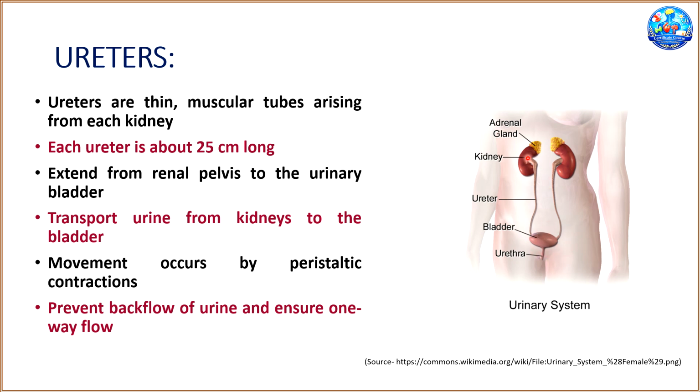They transport the urine from the kidney to the bladder, and the movement by which it is transported, we call it peristalsis. The peristaltic contraction pumps or sends the urine from the renal pelvis to the bladder. So this movement prevents the backward flow of urine, thereby ensuring unidirectional or one-way flow.